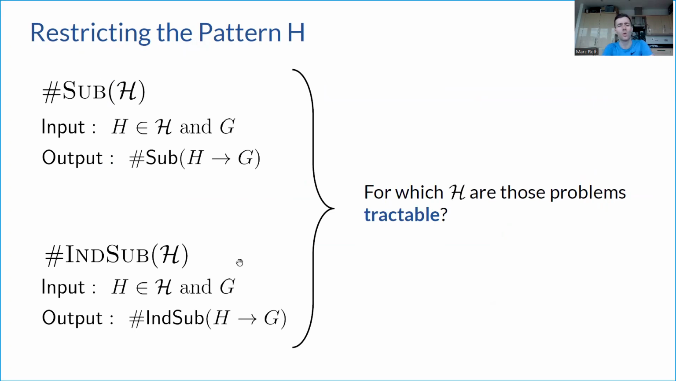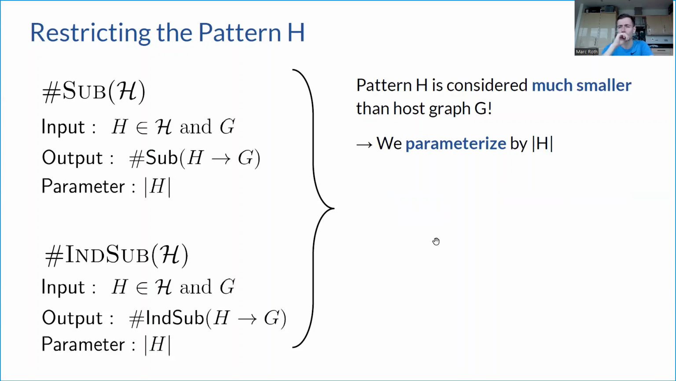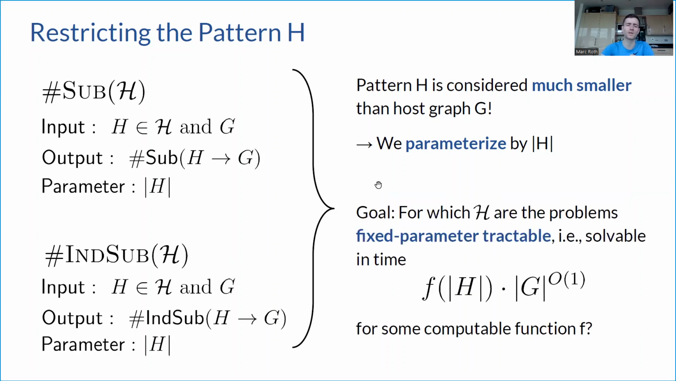And intuitively, the goal is to find out for which classes those problems are efficiently solvable. I only wrote tractable here because I don't want to say polynomial time tractability. I want to relax this notion a bit. We assume in this line of work that the pattern is significantly smaller than the host. So what we do is we parameterize the problem by the size of the pattern. And then our question for tractability becomes fixed parameter tractability. So we aim, now I can formally state the main question here: for which classes are those problems fixed parameter tractable given this parameterization?